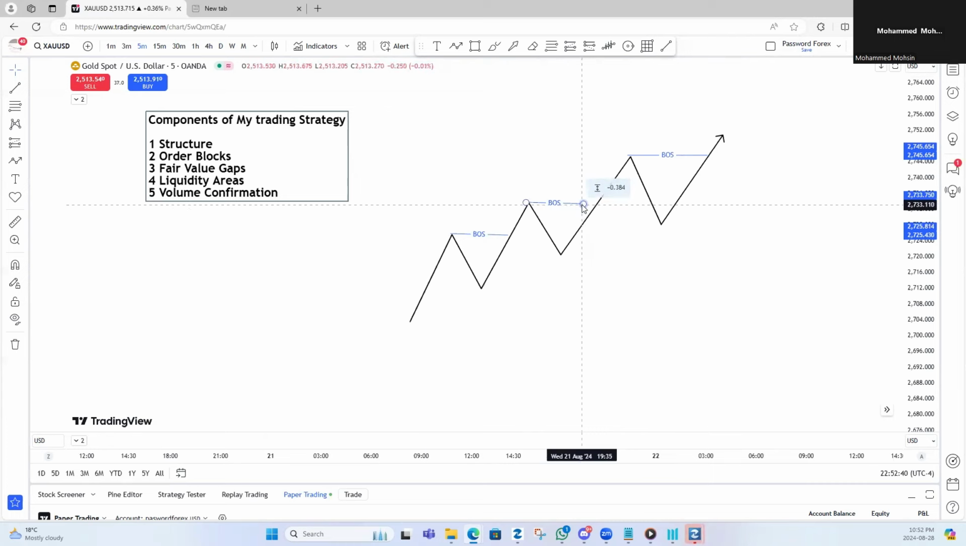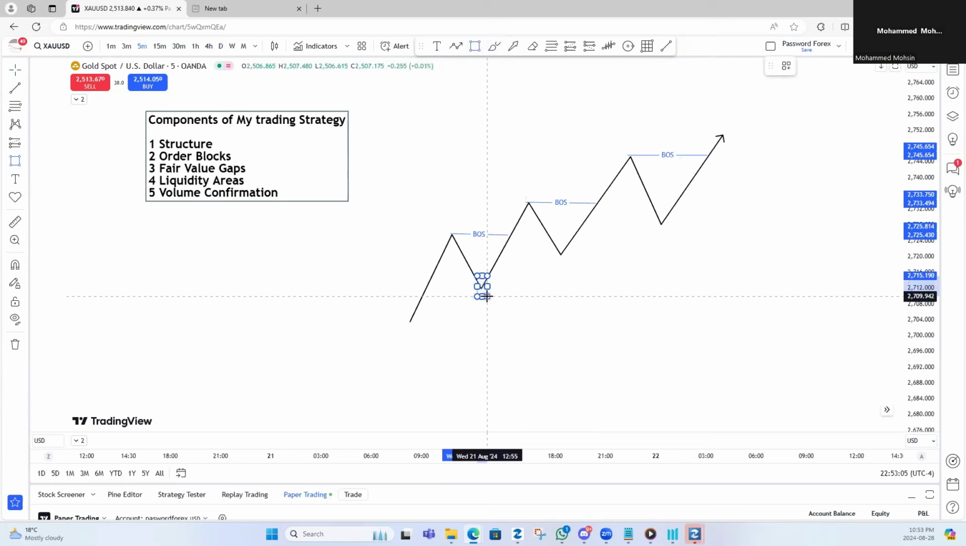Okay, so this structure has to be understood properly, right? Higher highs, higher lows, or lower highs, lower lows in the case of a bearish market. Right now I'm talking about the bullish market. So price is making higher high, higher low, higher high, higher low, right? In doing so, it is creating some sort of area of interest, like I said, order blocks. These are the order blocks.